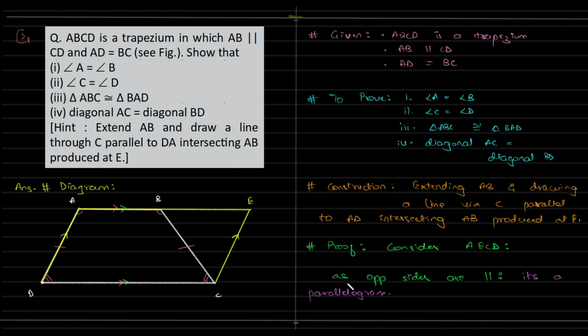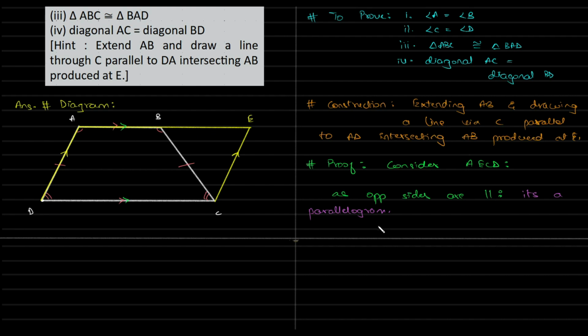So what can you tell from this? Since we have this to be a parallelogram, we can tell that AD is equal to EC. That's one thing which we can tell. So this implies AD is equal to EC. So these two sides are equal. Okay, so I don't know how that will help now. So let's think over how we make use of this.